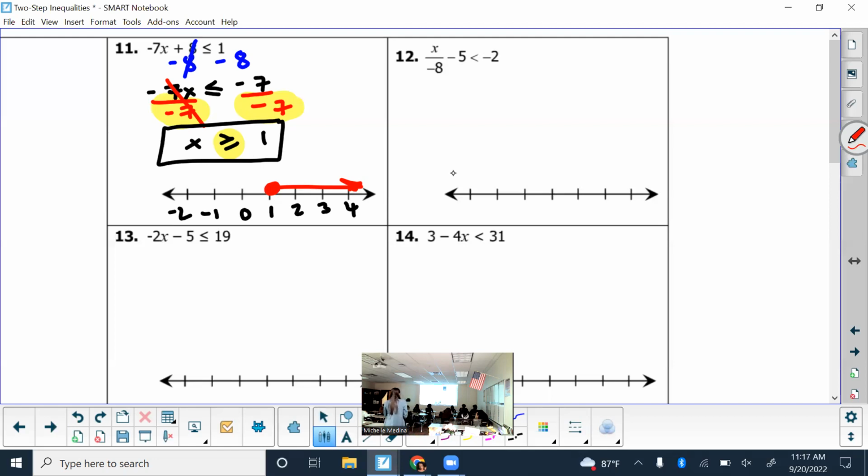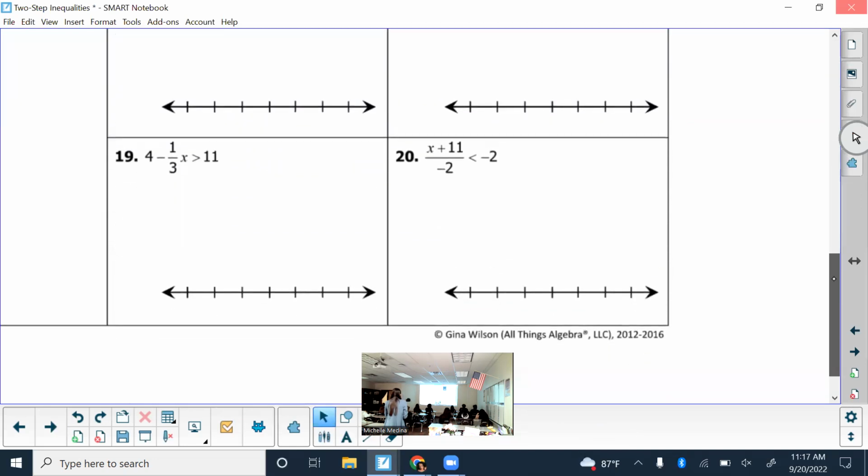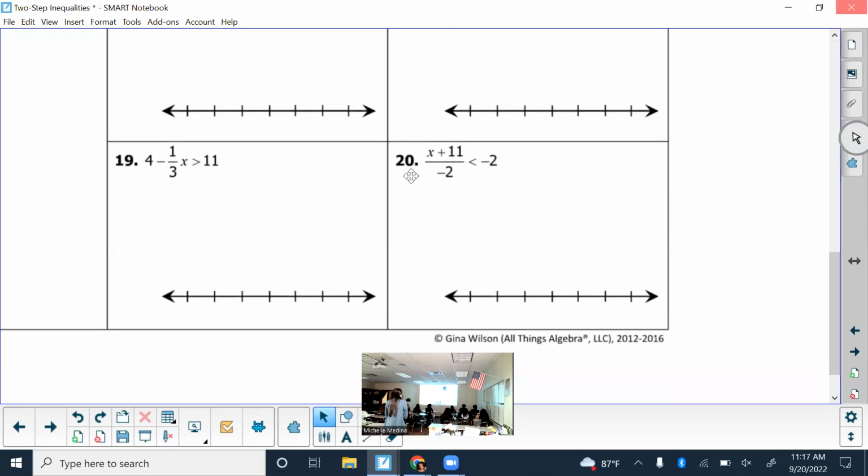All right, which of any of these on the back do you think we need to see before I have you try a couple on your own? Number 20. So again, treat it like an equation. When we did the two-step equations, we always started with what's farther from the X. So in 20, what's farther, the 11 or the -2? And right now it's being divided by -2. What's opposite of that? So we're going to times each side by -2.